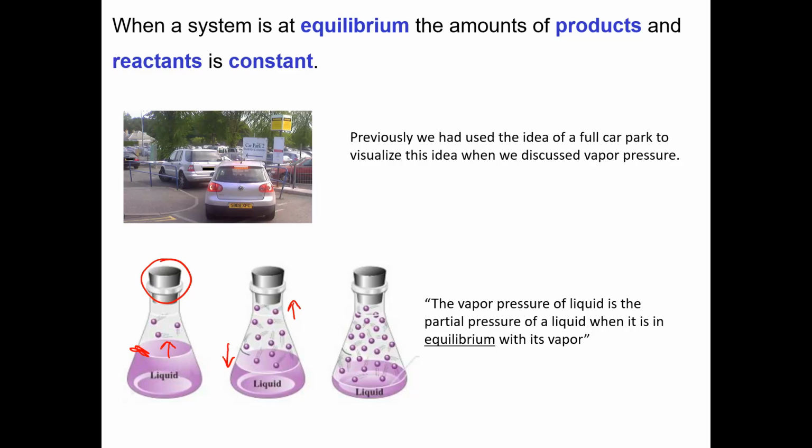Eventually, you'll reach a scenario where the rate at which particles are returning from the gas phase into the liquid equals the rate at which they are leaving the liquid and entering the gas phase. At that point, the pressure up there stops changing, and the volume of the liquid down here also stops changing. And we say that the liquid is in equilibrium with its vapor. In fact, this is what we call the vapor pressure. The vapor pressure of a liquid is the partial pressure of a liquid when it is in equilibrium with its vapor.